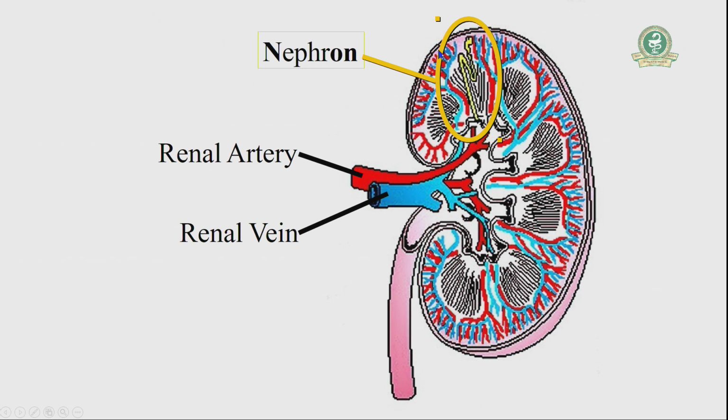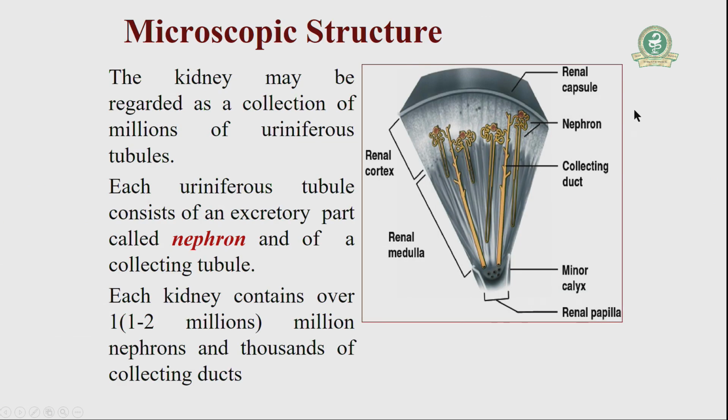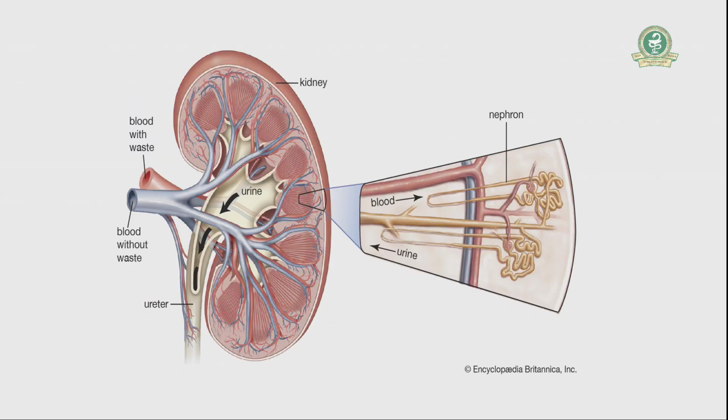And I tell you about the nephron. The kidney may be regarded as a collection of millions of uriniferous tubules. Each uriniferous tubule consists of an excretory part called the nephron and a collecting tubule. Each kidney contains over 1-2 million nephrons and thousands of collecting ducts. This is part of the cortex, and we can see the nephron.